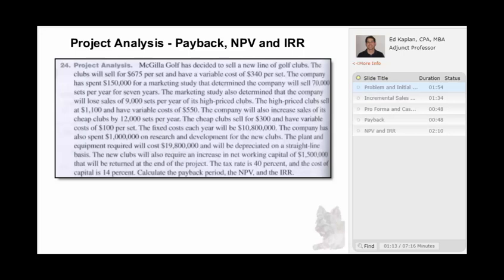The tax rate is 40% and the cost of capital is 14%. Calculate the payback period, the NPV and the IRR.